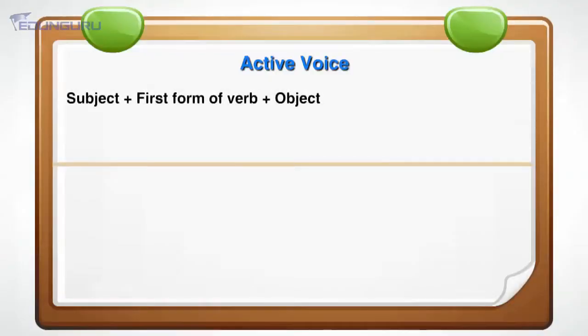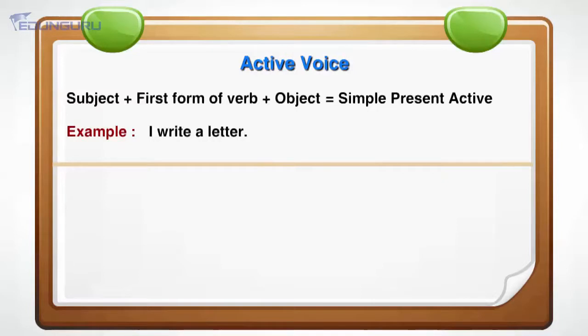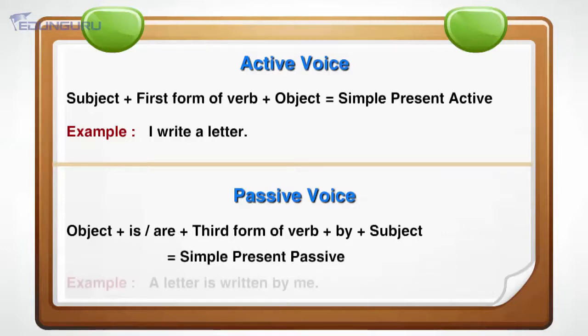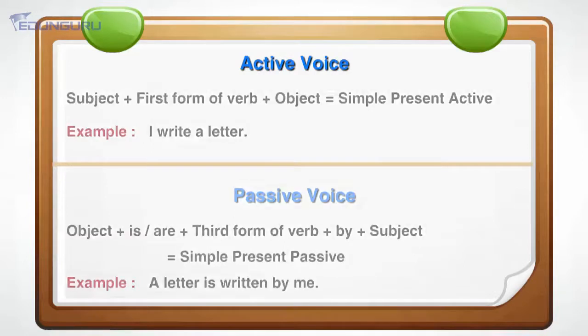Subject plus the verb in the first form plus the object gives us a simple present active. I write a letter. Object plus is/are plus verb in the third form plus by plus the subject gives us a simple present passive. For example, a letter is written by me.